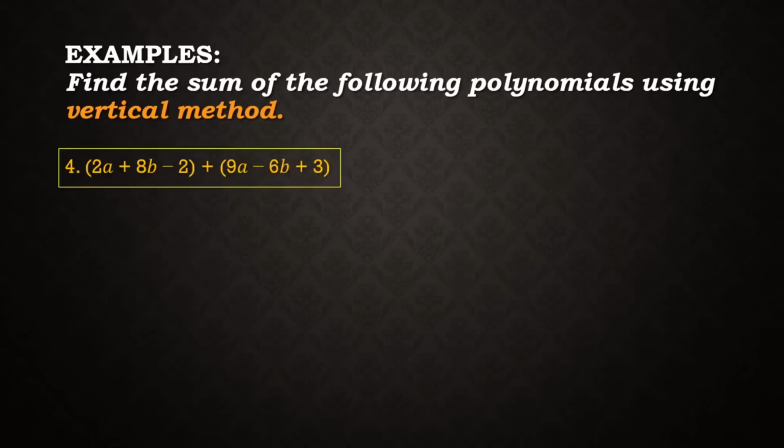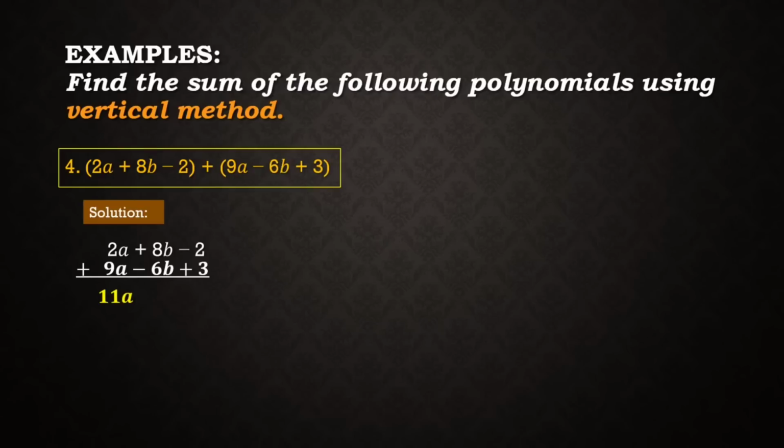Example 4, this time we are going to add trinomials. We are going to add 2a plus 8b minus 2 plus the quantity 9a minus 6b plus 3. We write them vertically by aligning similar terms. So we have 2a plus 9a is equal to 11a, 8b plus negative 6b is 2b, and negative 2 plus 3 is equal to 1. Therefore, our final answer is 11a plus 2b plus 1.